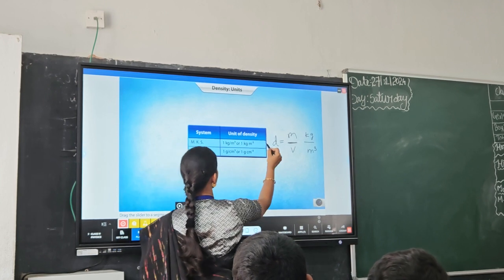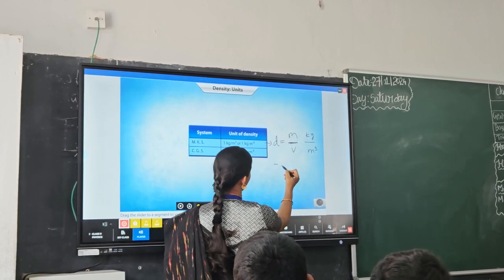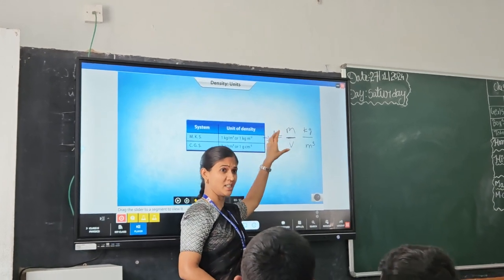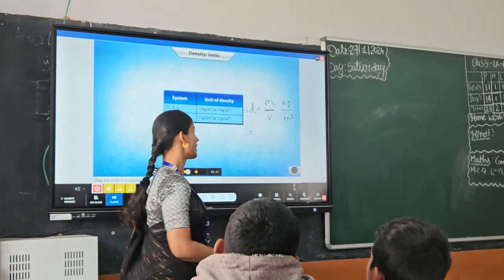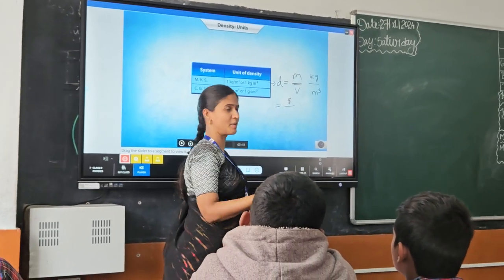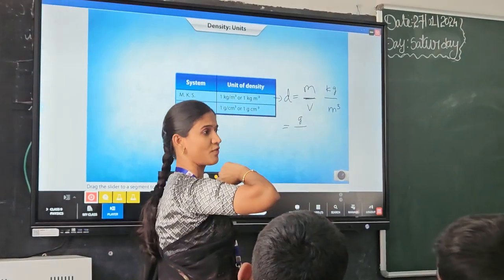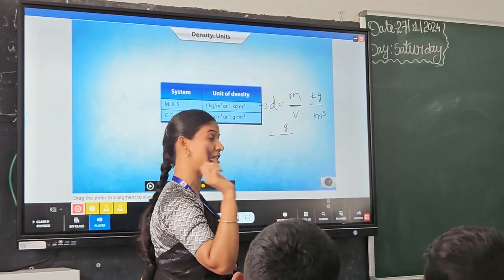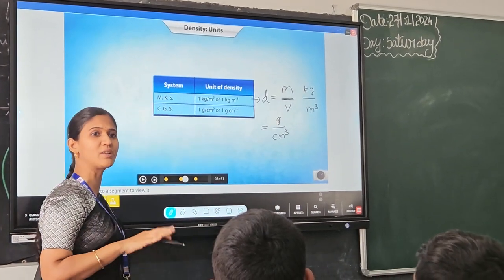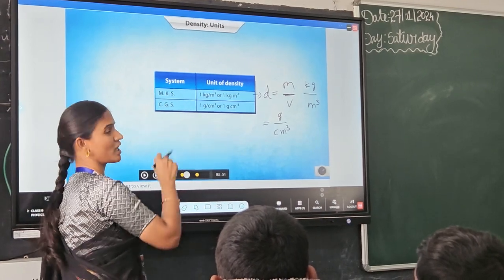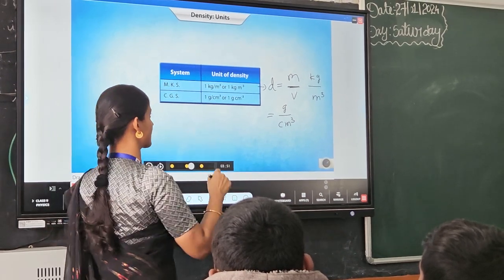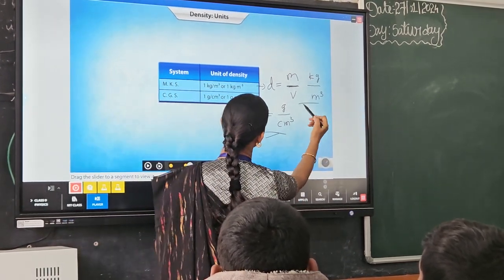Now coming to CGS system, same, density is equal to mass by volume, you know. Now what is the smaller unit than kg to measure mass? Grams. So grams, and volume how will you measure? Centimeter. Here you took meter for MKS, so for CGS you will take centimeter cube. So like this you can remember units. You need not mug up, but by remembering the definition or formula of density you can extract units. Okay children?